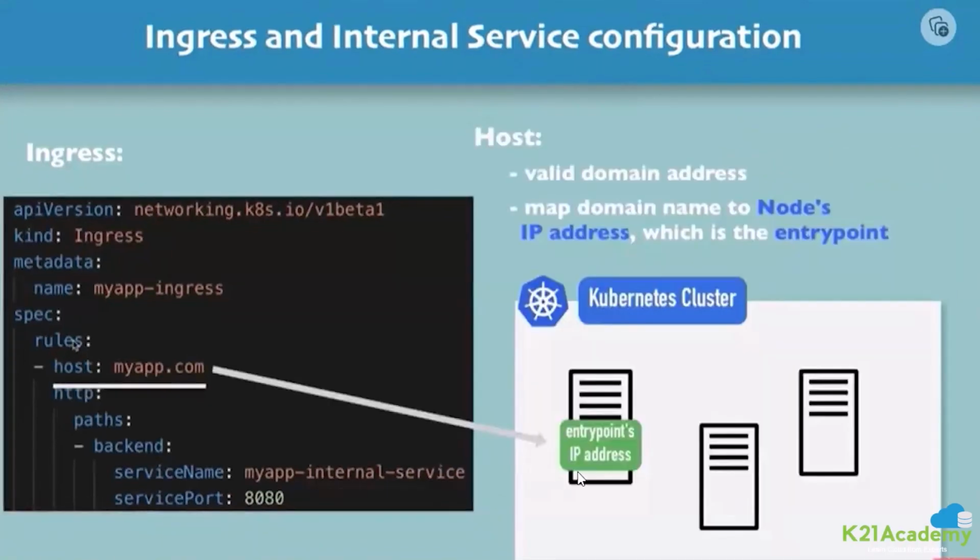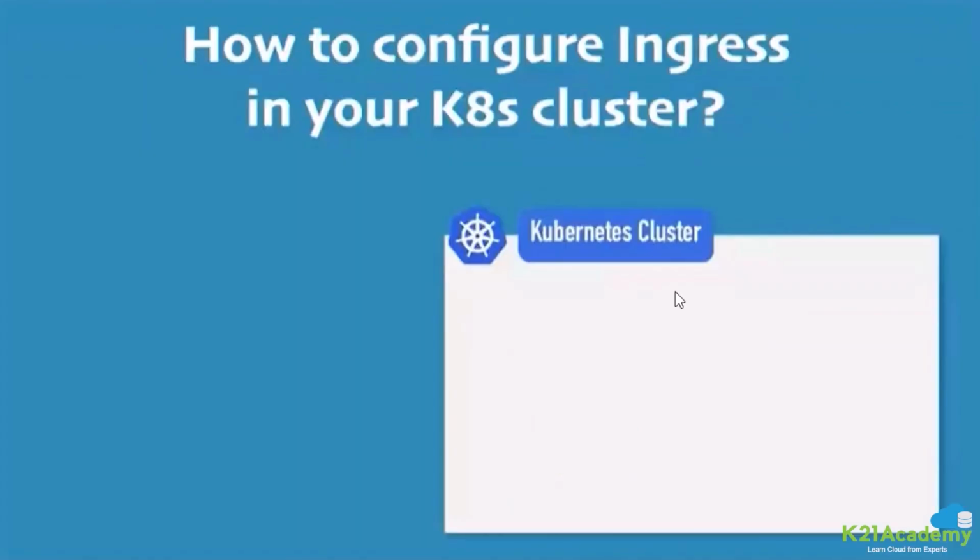The entry point is nothing but what allows entry into your cluster. So myapp.com is going to forward the request to the backend, and the backend will map to the services. You need a valid host configuration, a valid domain address, and map the domain name to the node IP address, which is just an entry point. How do you configure ingress in your Kubernetes cluster?